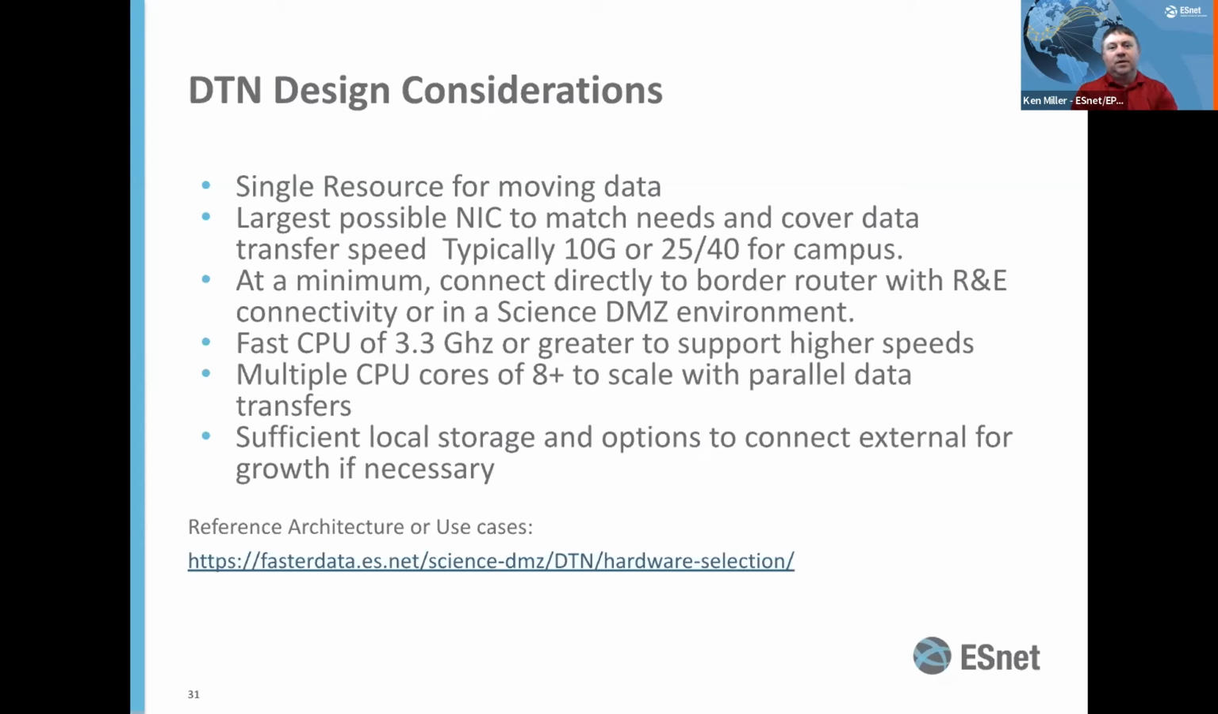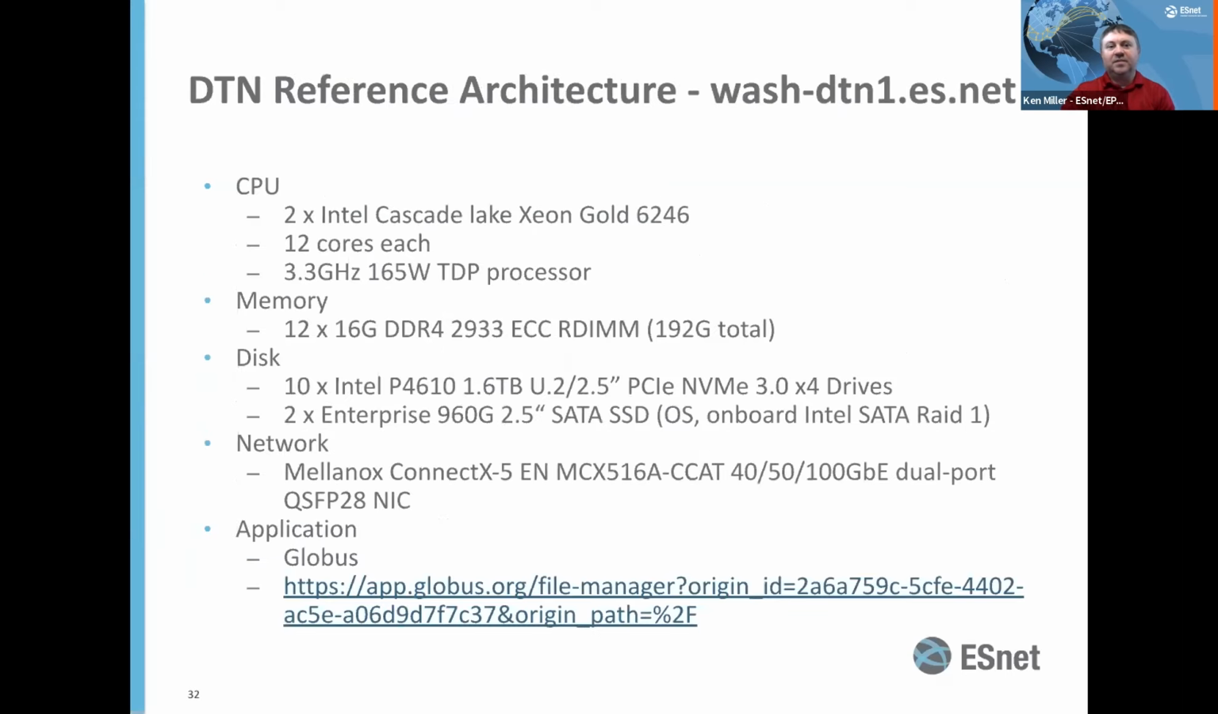In addition, you want to try to have direct connectivity to the outside, as well as a faster clock speed for your DTNs. Multiple cores, usually 8 and up, allow you to run parallel transfers at the same time to be more efficient as well on the data transfer node. And then again, make sure your storage is allocated appropriately, whether it's local or with something tied to something on the back end.